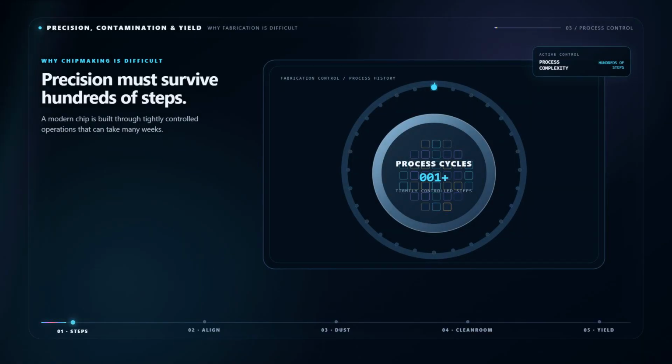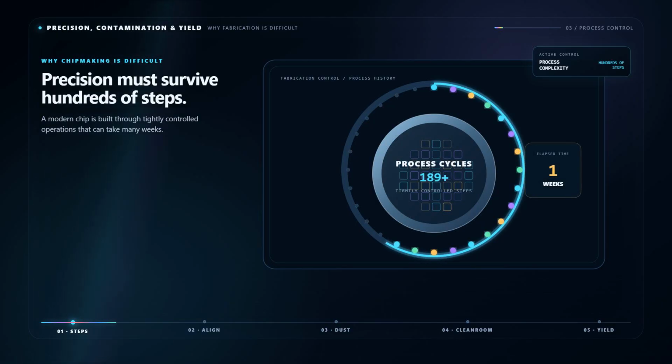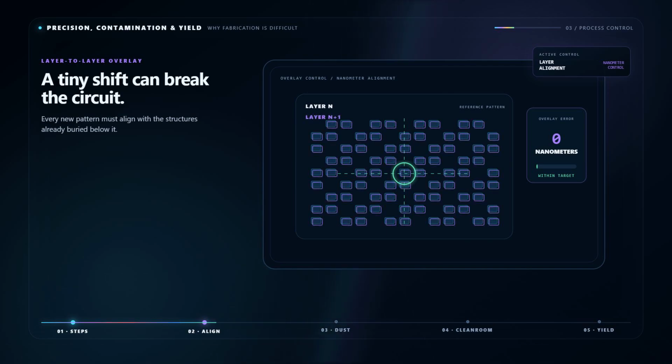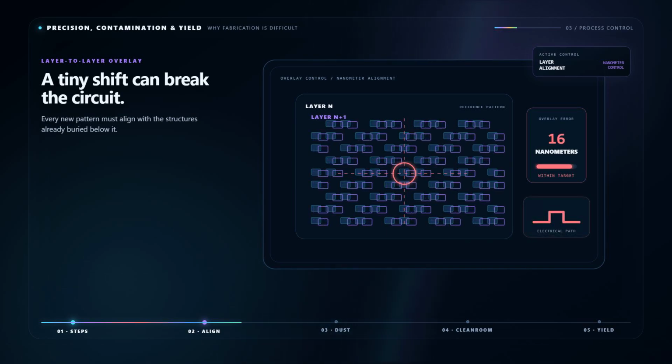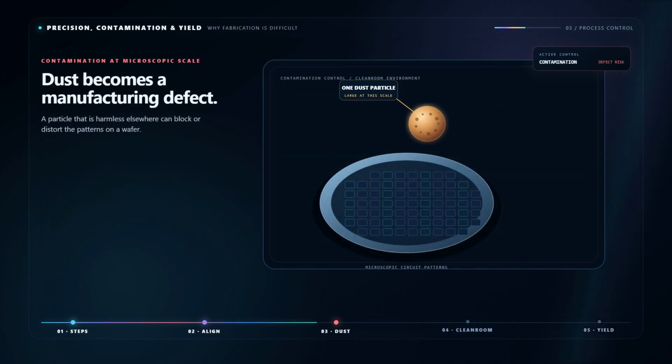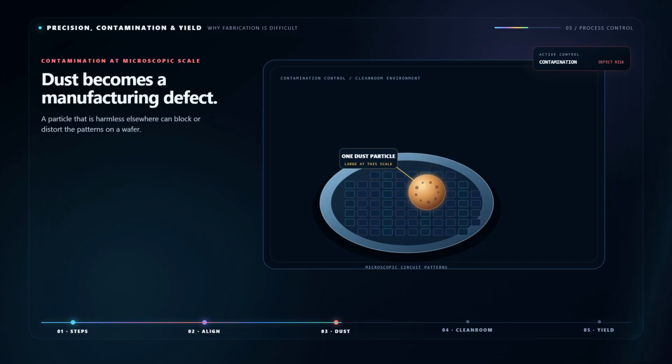This is why chip making is so difficult. A modern chip is not engraved once. It is built through hundreds of tightly controlled steps, often over many weeks. Every layer must align with the layer below it. A shift too small for your eye to see can make a circuit fail. A particle of contamination, harmless almost anywhere else, can ruin microscopic patterns on a wafer.